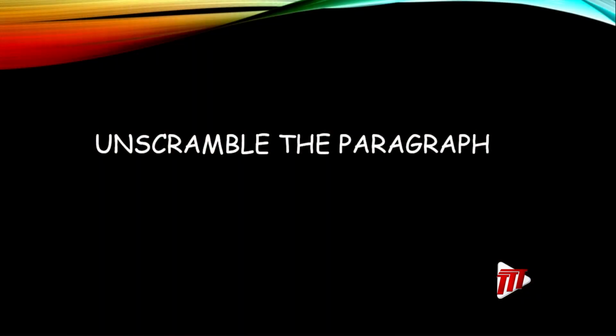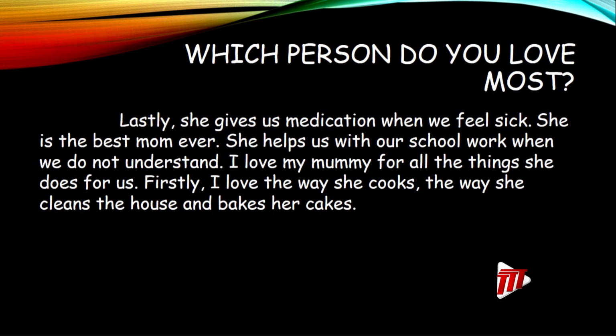So we are going to unscramble the paragraph. So just remember, I explained our transitional words to know exactly where the sentences should go. So let's unscramble this paragraph. I have a paragraph, and this paragraph is written all over the place. And we have to put this paragraph in order. And we are writing on, which person do you love most? So we'll read it twice. I will give you time to think and to try to put it in order.